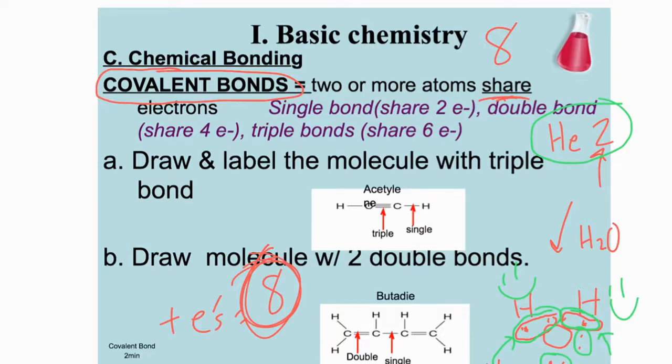And that's basically all chemical bonding is about. Try to make the atoms happy by filling their outer shell of electrons.